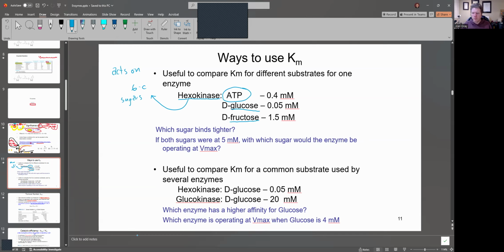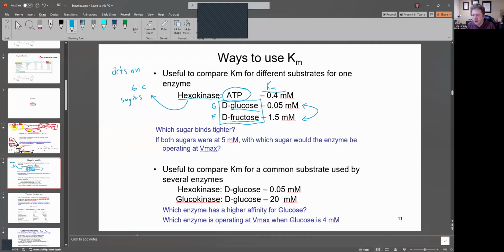Now, between these two sugars, glucose and fructose, and I'll go with G and F. Tell me which one of these two sugars will hexokinase bind to more tightly? Is it G for glucose or F for fructose? Add it to the chat. G, because these values right here are KMs. So what we need to do is compare that 0.05 and 1.5 millimolar.